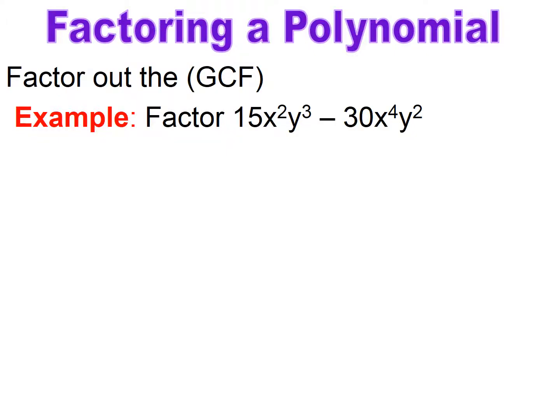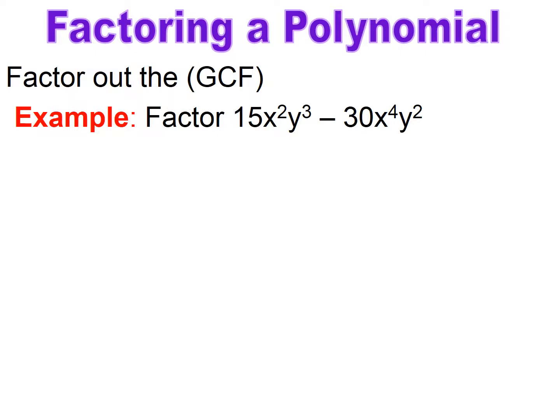Factoring a polynomial and factoring out the greatest common factor, or the GCF. And remember, when you're doing the GCF, for the numerical part you need the highest common factor that all the numbers have in common. For the variable part, it will be the variable with the lowest exponent.